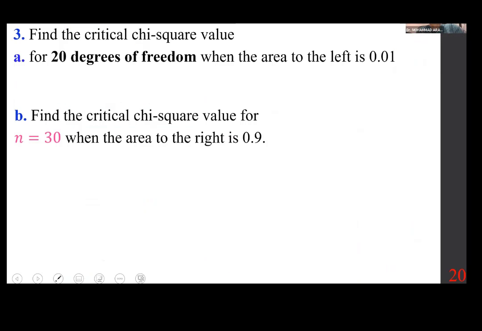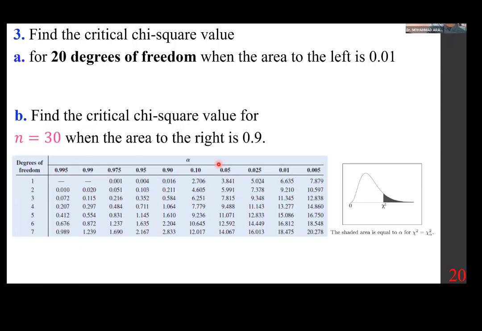Find the critical chi-square value for 20 degrees of freedom when the area to the left is 0.01. Well, here's a table, and here's the graph which indicates the area to the right. In order for us to deal with the chi-square table, you need degrees of freedom, which is n-1.